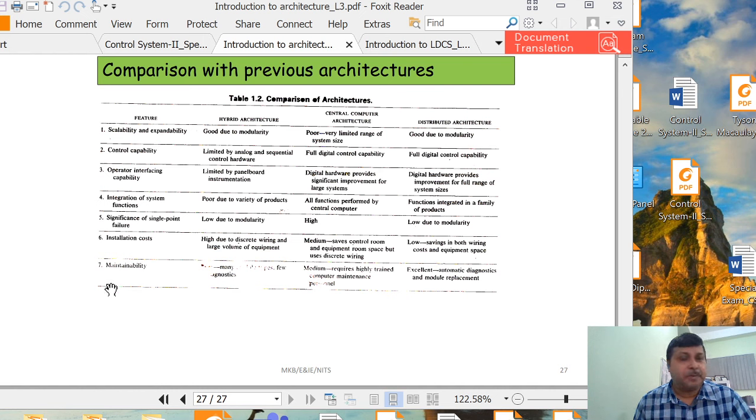And most important in the industry is maintainability, which is very difficult in the case of hybrid architecture, medium in the case of central architecture, and excellent in the case of distributed architecture. So at this point, I will conclude lecture 3 with a summarization: we have understood how architecture-wise the development has occurred to reach distributed control architectures, and we have also pointed out the several features as well as the components present in distributed control architectures. Thank you.